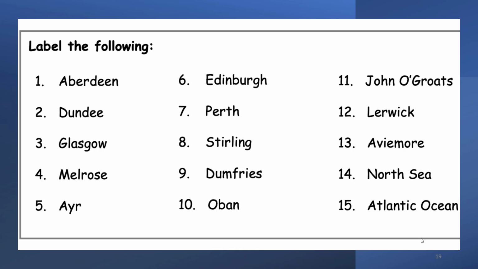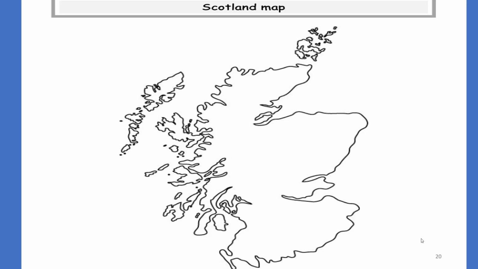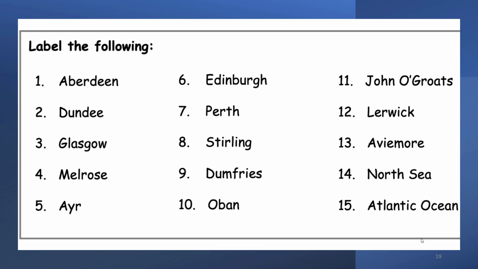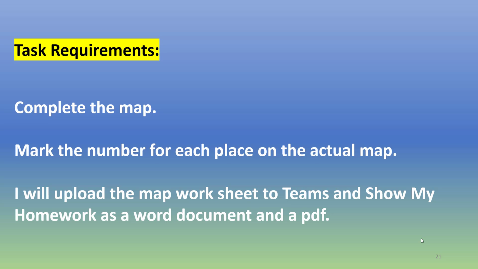You have all these places, and what you have to do is try to locate them within a map of Scotland. Now you might have to do some research. Some of them are relatively straightforward, Glasgow. Okay. Some of them you might not be quite sure about, so you're going to have to do a wee bit of research. So to complete the map, I want you to use the number for each place and put that onto the actual map.